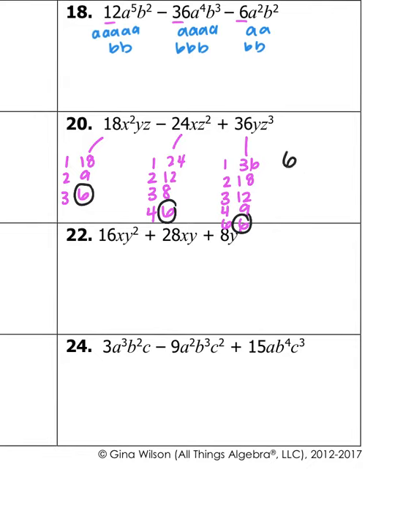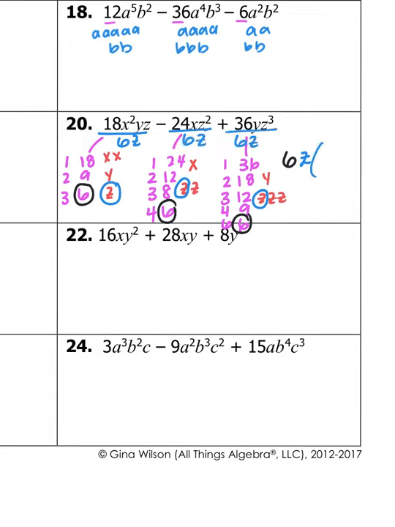Then if we look at our letters, let's see here. We have 2 X's, 1 Y, and 1 Z. We have 1 X and 2 Z's, and we have 1 Y and 3 Z's. So all 3 of them do not have an X. All 3 of them do not have a Y, but all 3 of them do have at least 1 Z. So my greatest common factor would be 6Z. So that means I'm going to divide all of these by 6Z.